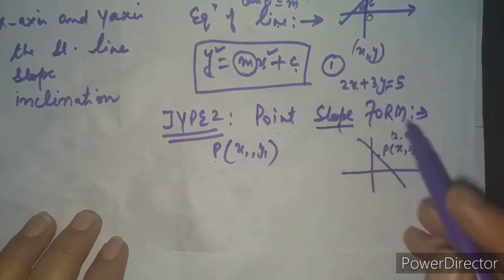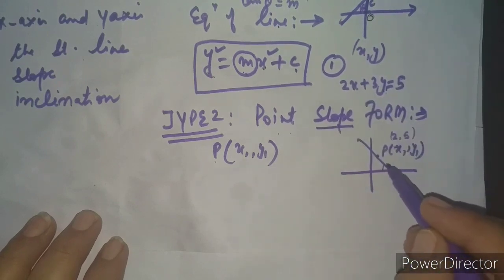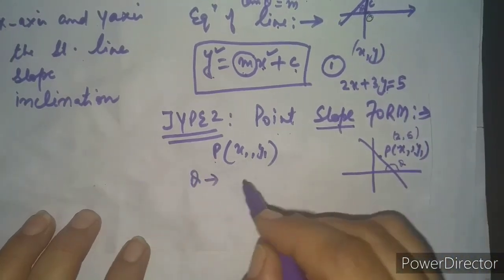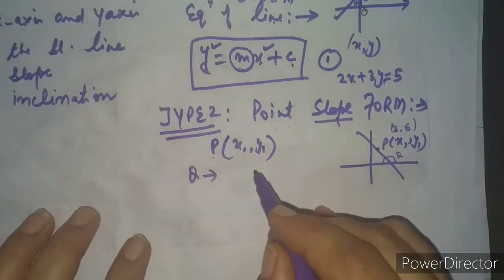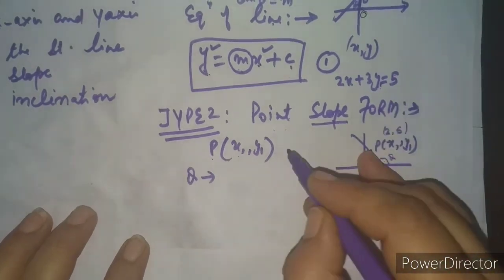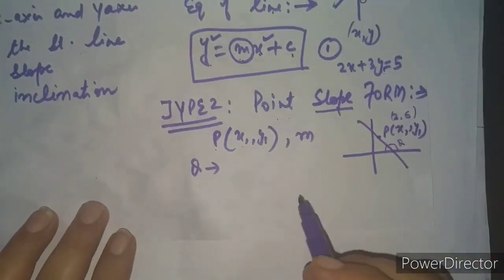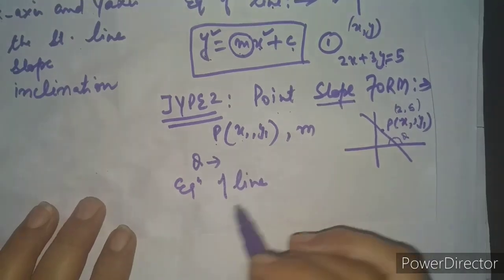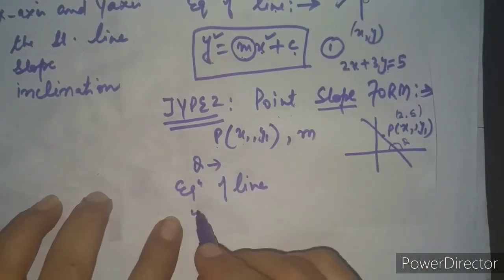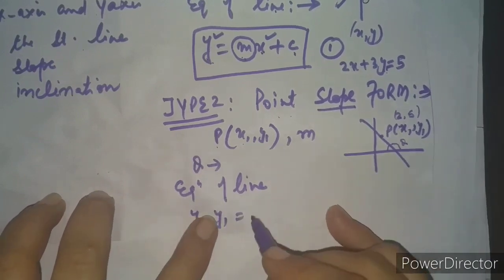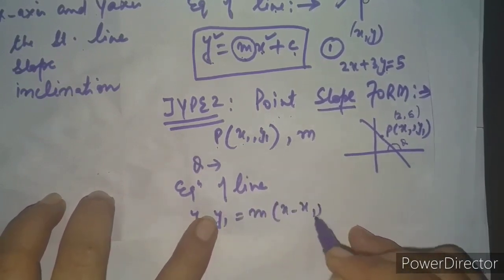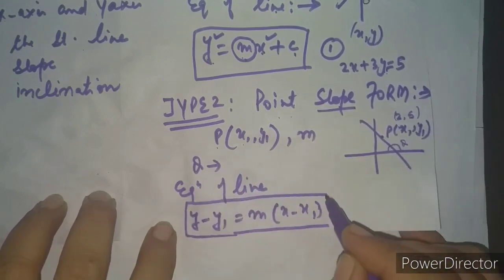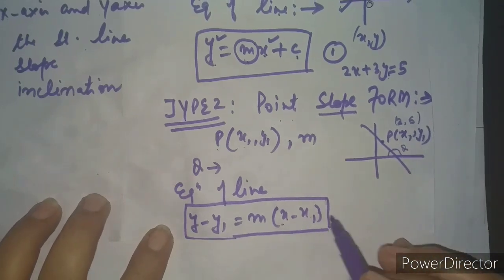Either the slope will be provided to us, or we can be given theta, the angle of inclination. With the help of theta, you can find the slope first. Suppose the point is x1, y1 and the slope provided is m. Then what will be the equation of the line? The equation of the line, most important formula again, is written in the form y minus y1 is equal to m into x minus x1. Remember always, y minus y1 is equal to m into x minus x1.